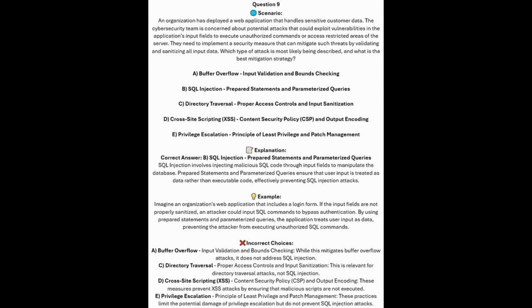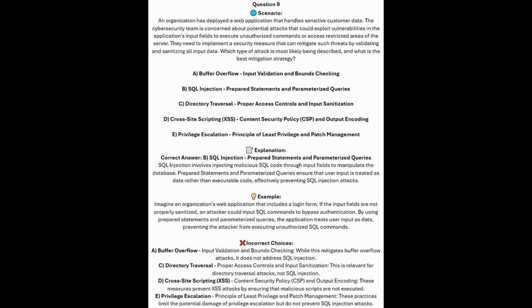For example, imagine an organization's web application that includes a login form. If the input fields are not properly sanitized, an attacker could input SQL commands to bypass authentication. By using prepared statements and parameterized queries, the application treats user input as data, preventing the attacker from executing unauthorized SQL commands.